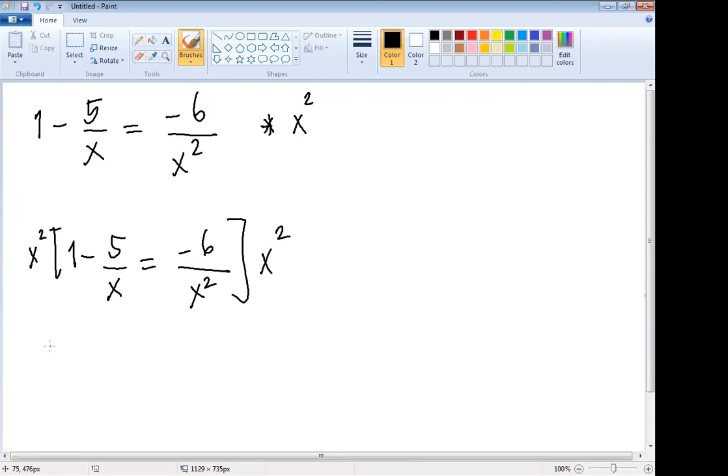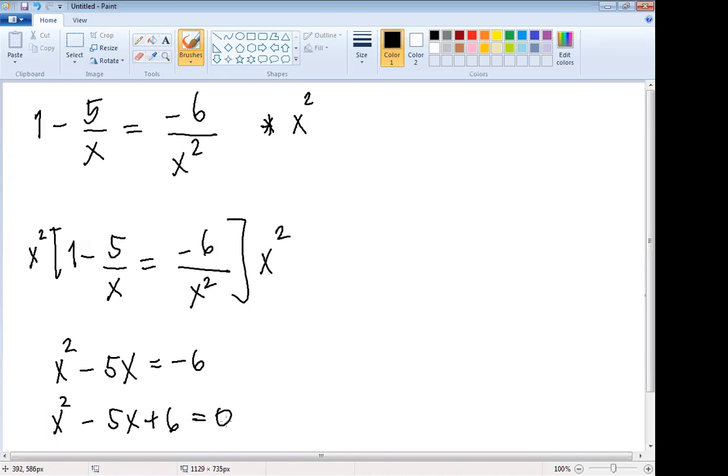So x squared times 1 minus 5 over x equals negative 6 over x squared times x squared. What will be our product? We will have x squared minus x squared times 5 over x, so negative 5x squared divided by x, so we will have 5x. And x squared and x squared become 1, so equal to negative 6. Our equation now will be x squared minus 5x plus 6 equal to 0.